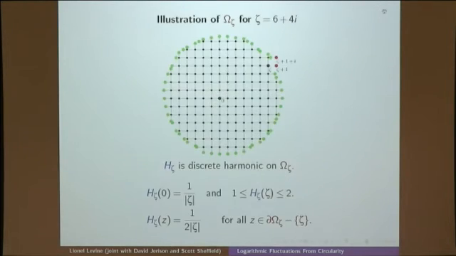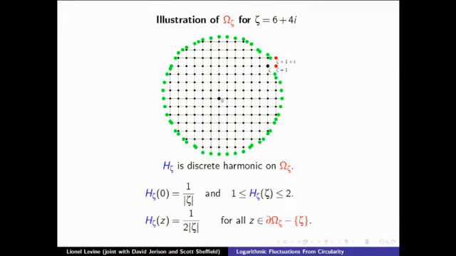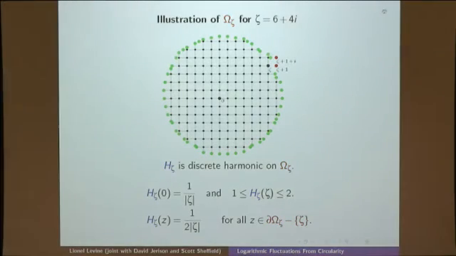So what does this look like? Here's the particular example, zeta is 6 plus 4i. Okay? So the boundary of this omega zeta consists of a whole bunch of points, typically on the middle of these grid segments, where this function h zeta is exactly equal to 1 over 2 norm of zeta. And then it also has zeta itself as a boundary point.